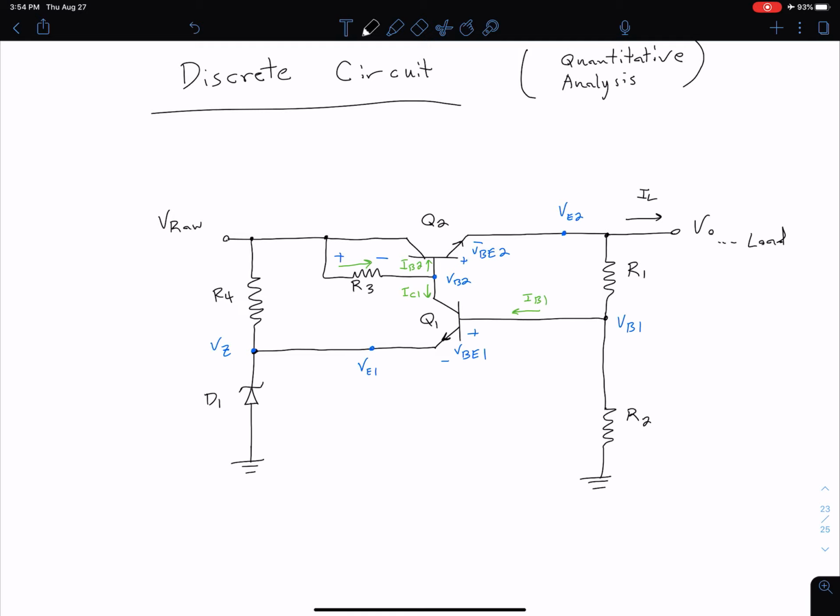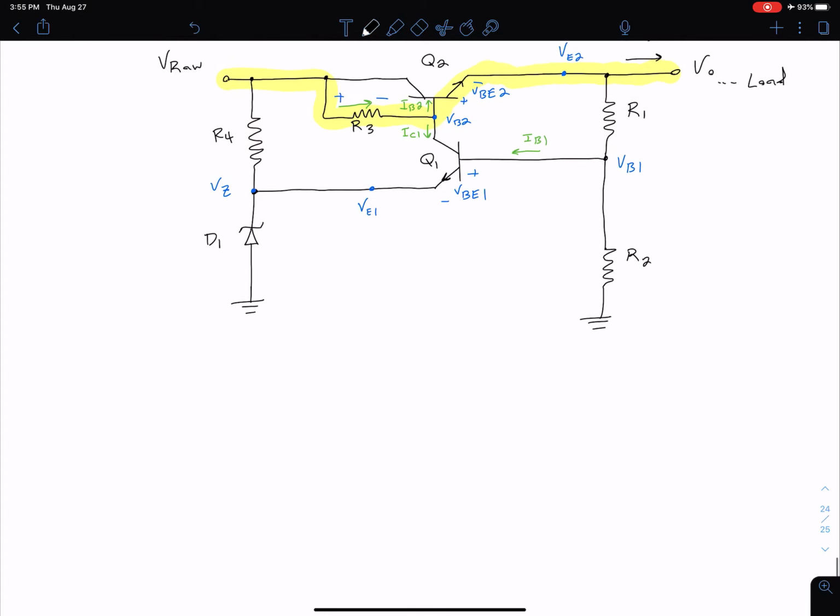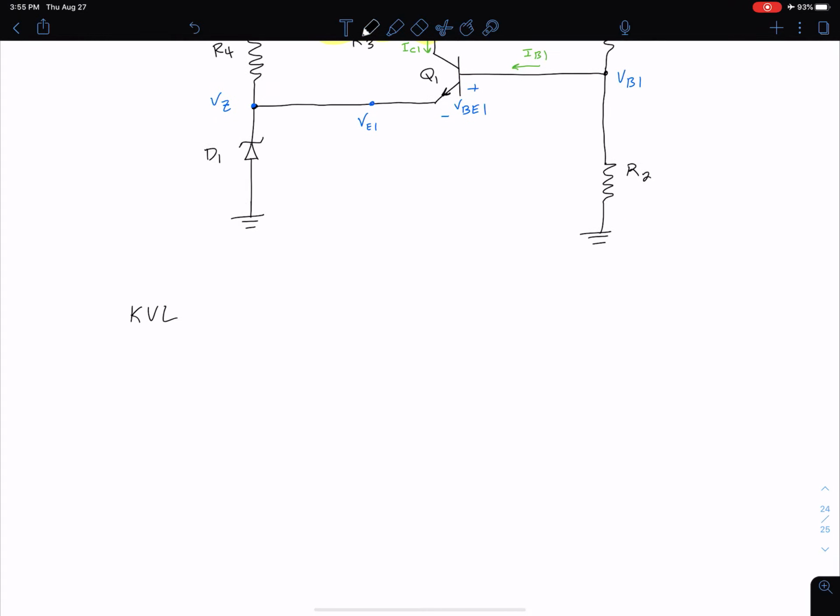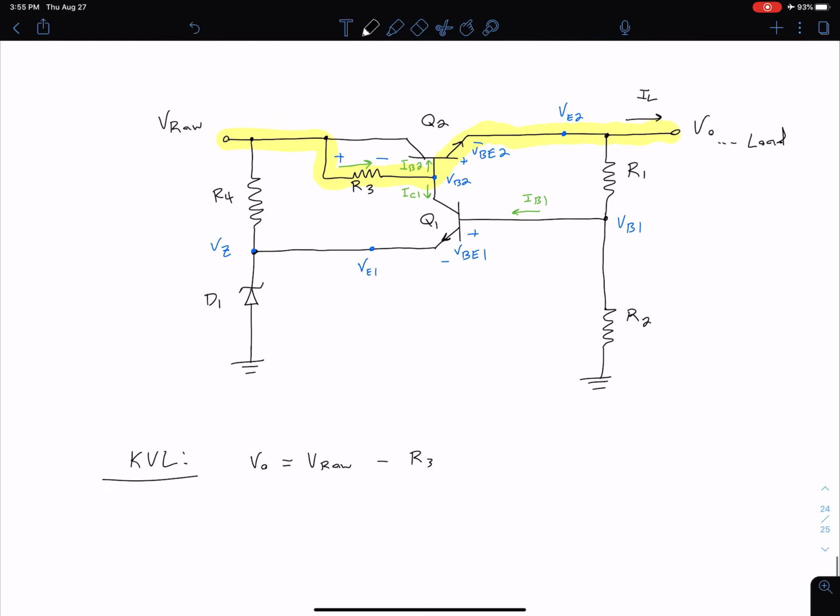Well, we can start by writing a KVL equation that relates our output and our input, so to speak. We can do a KVL along this path here that relates V raw, the voltage across R3, the voltage across our base-emitter junction of Q2, and at that point we're at our V out. So if we do our KVL along that path, we have V out equals V raw minus R3. The approach I'm taking is that our final result V out on the right is going to be whatever we started with on the left minus these couple of voltage drops.